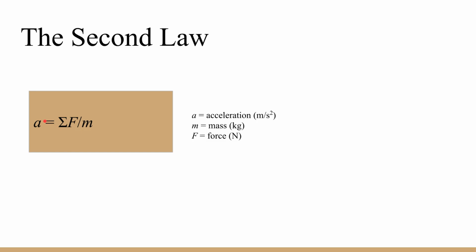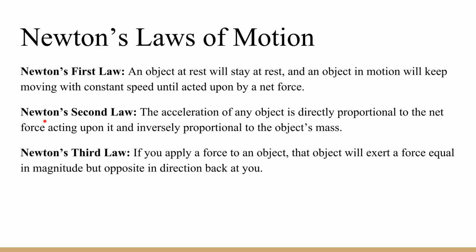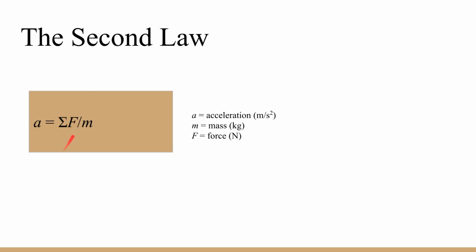Directly proportional to the net force. And that means, if you don't know what directly proportional means, if you increase the net force by some amount, you will increase the acceleration by that same amount. So let's say you double the net force. That means you double the acceleration. You quadruple the net force, you quadruple the acceleration. You cut down the net force by 1/2, you will cut down the acceleration by 1/2.